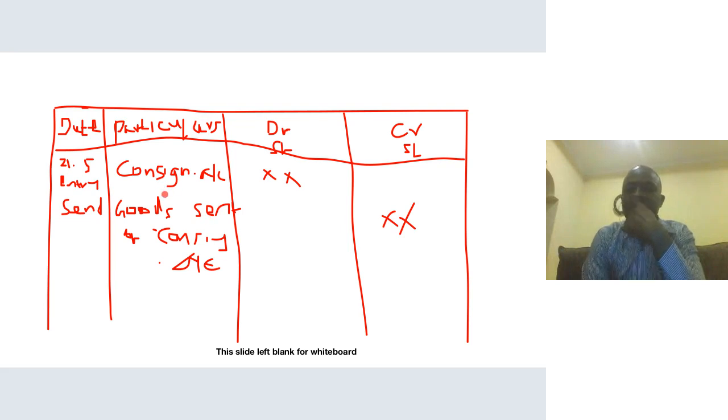So remember, we have said that to record the entry for sending goods, one, we debit the consignment account, and two, we credit the goods sent on consignment account. And the reason for doing that, you can note, is to represent the goods that are sent on the consignment basis. So that is the first entry.